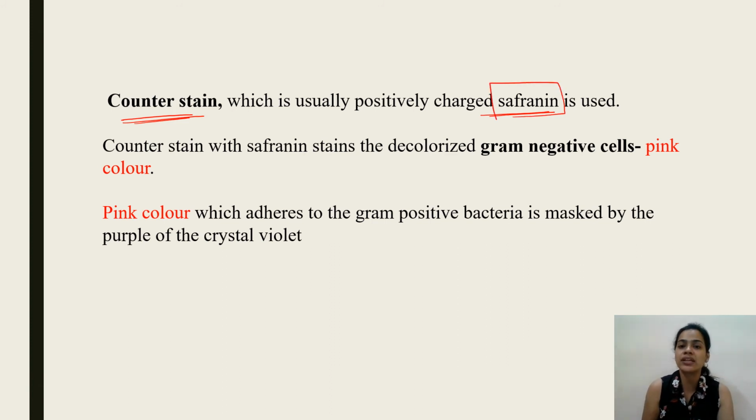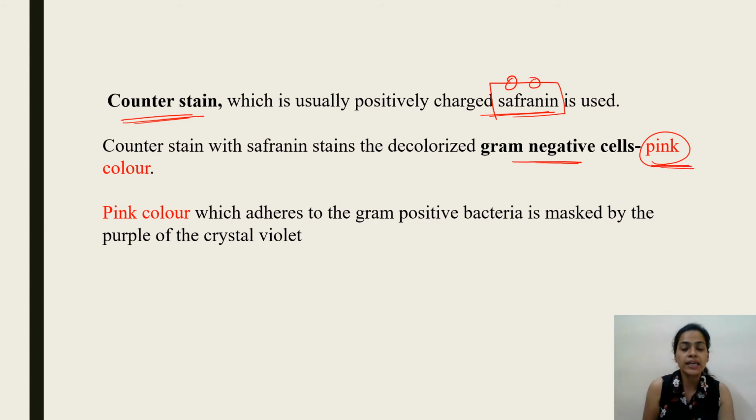This is pinkish in color, and when we add this dye, because the gram negative bacteria has already become colorless, the CV and I complex has left the cell wall. Now it can easily take up the molecules of safranin, and it will also appear pinkish in color.